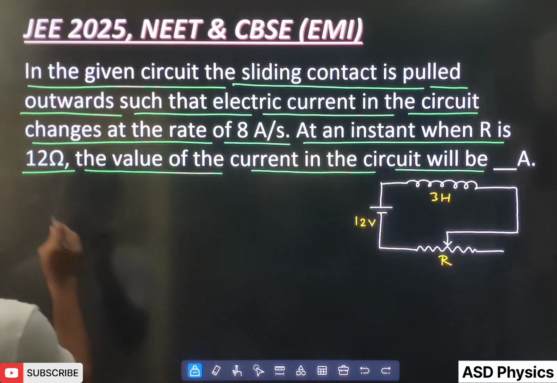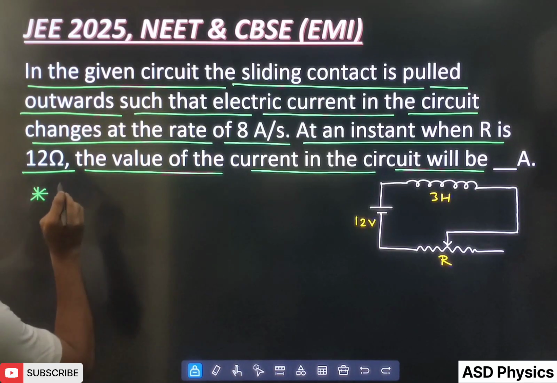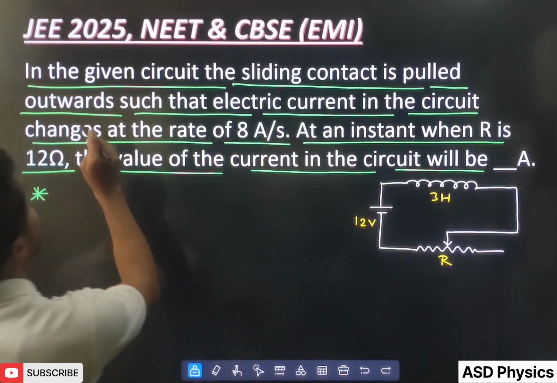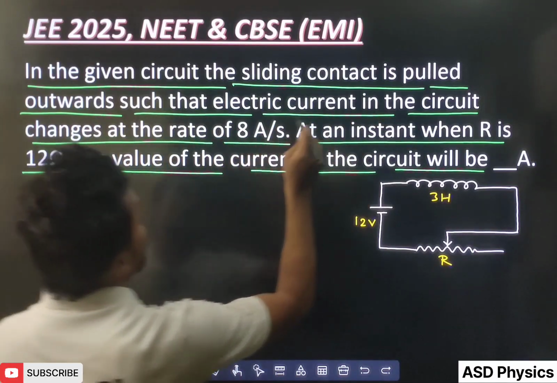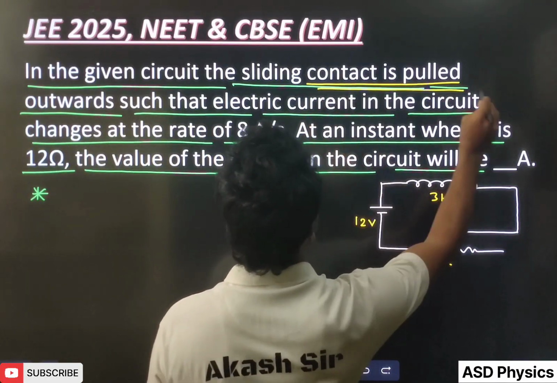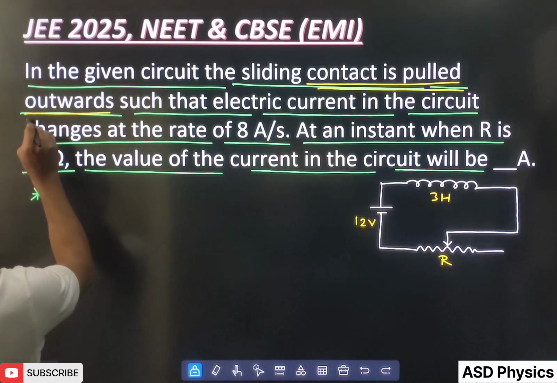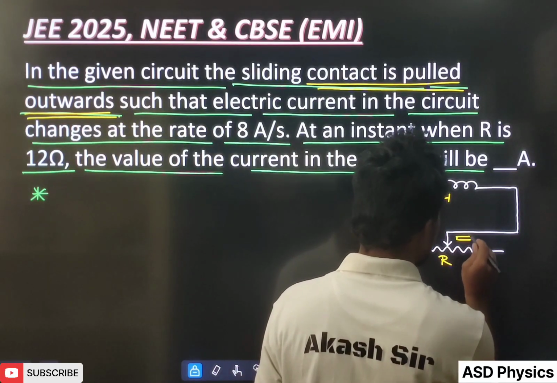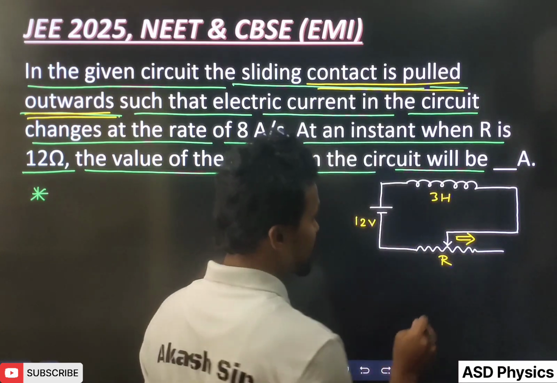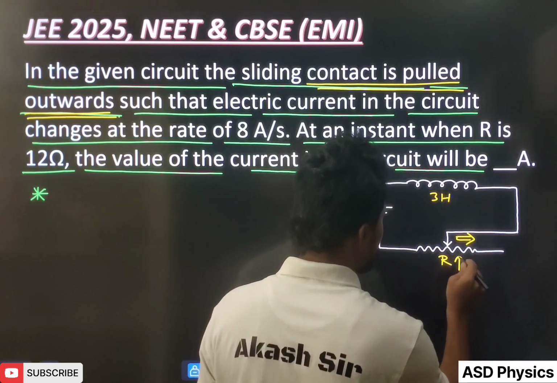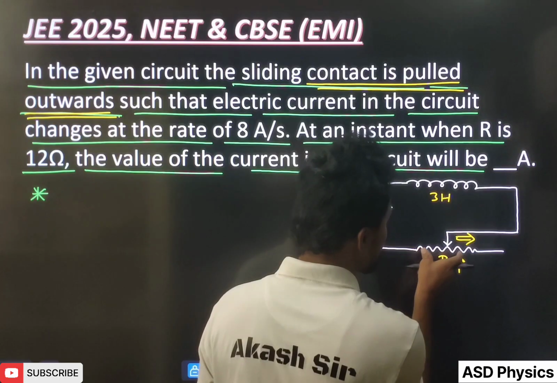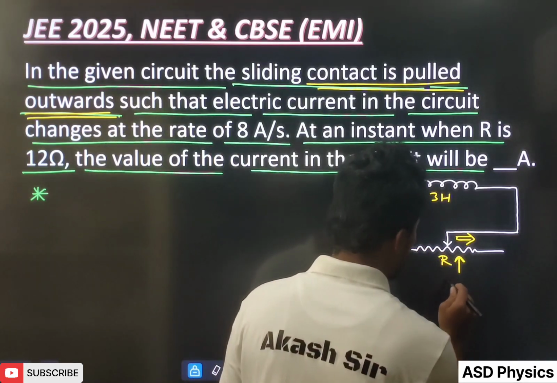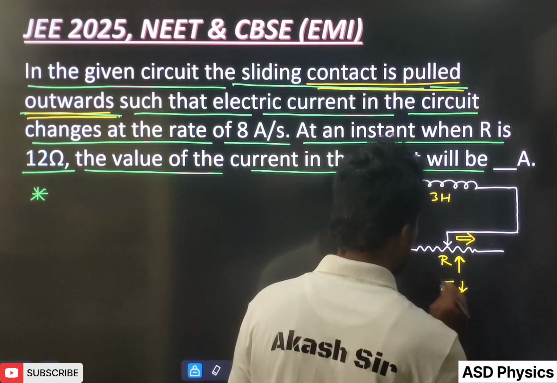Now, first thing you can see very well here, the contact is pulled outward. This is telling a very basic meaning. When this contact is pulled outward, the value of the resistance will increase, because more resistance will enter into the circuit. So when the resistance increases, what about the current? You know very well the current will decrease.